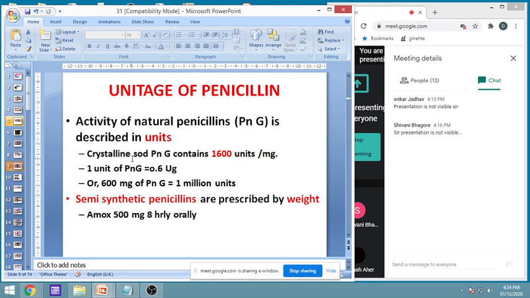So on that basis it was always given, and semi-synthetic penicillins are prescribed by weight. I told you 500 milligram, or 250 or 400 milligram, depending on the type of semi-synthetic. They are prescribed on a weight basis, while natural penicillin is prescribed on a unit basis.